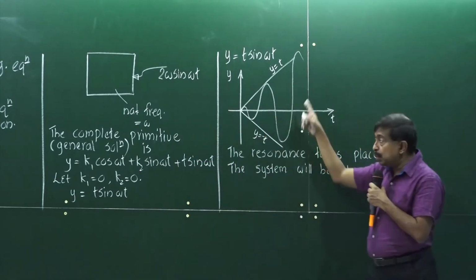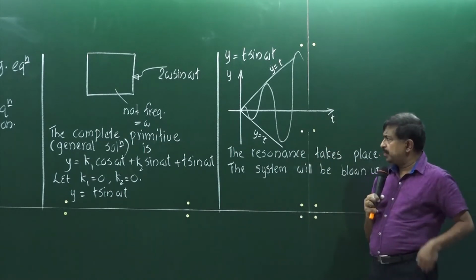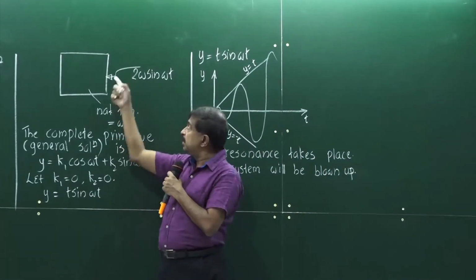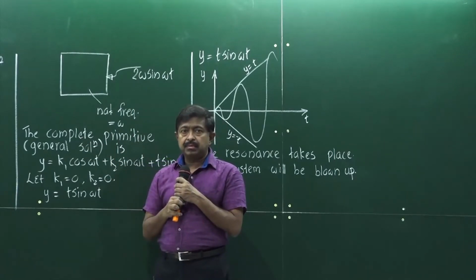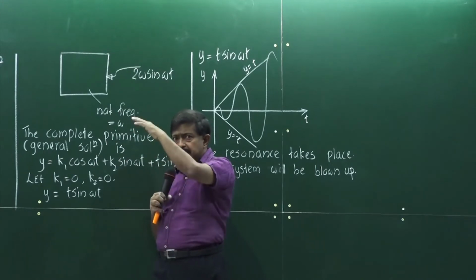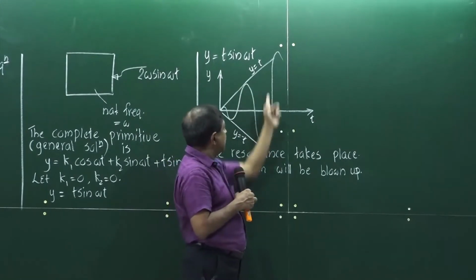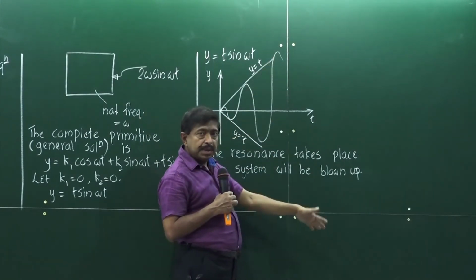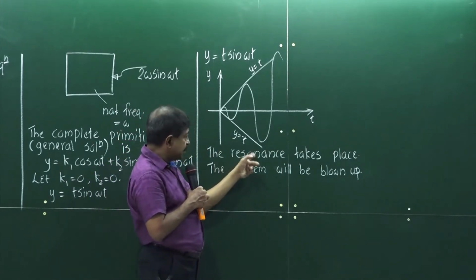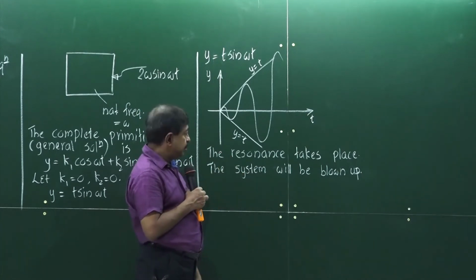It will never end. It will go on and on. It will increase like this. So what's the reason for this? Because the system has a natural frequency omega, and we feed the system with the same frequency. So when the system starts oscillation, we feed the same oscillation. So it goes on, and it will finally behave like this. So the system probably cannot handle this oscillation, and it might collapse, right? This is called resonance. The resonance takes place, so the system may be blown up.